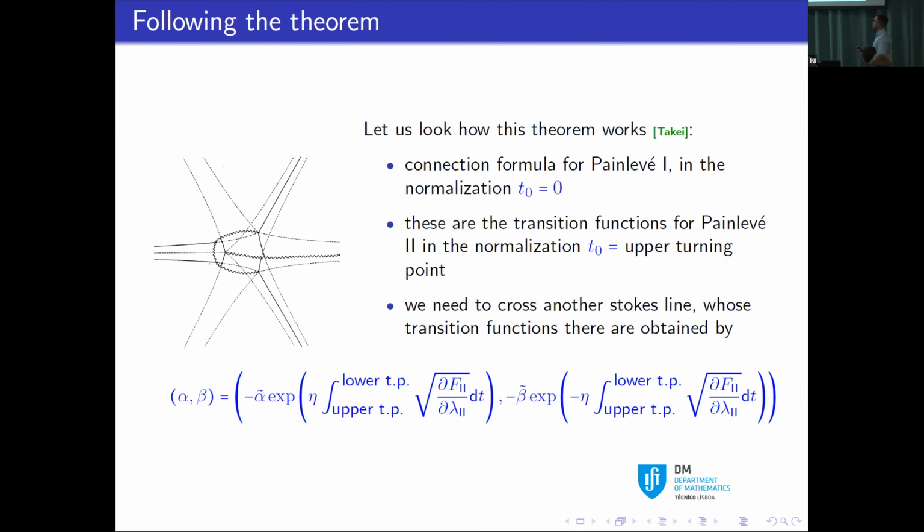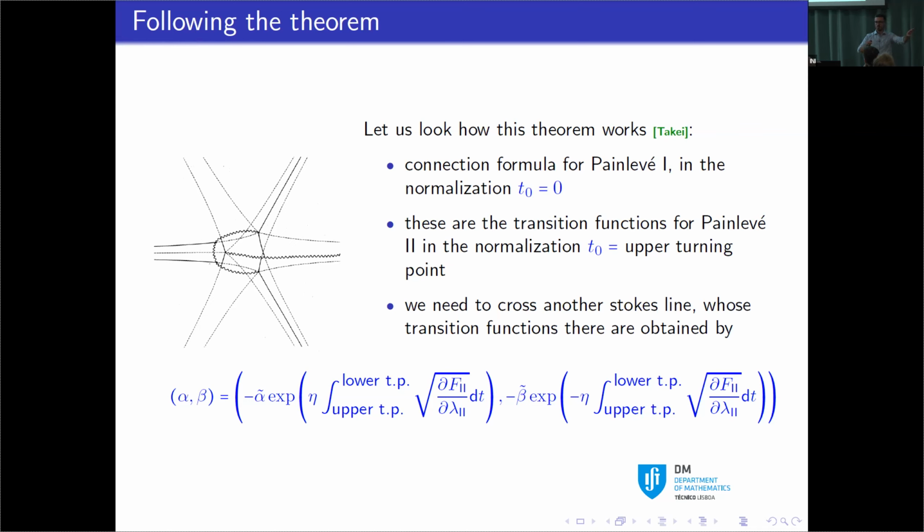So if we now go to the single cover, how does the theorem work in practice? How can we try to do transition functions here? We know that if we start from a point, let's say, imagine that we start in this turning point, we will have here some Stokes connection formula.